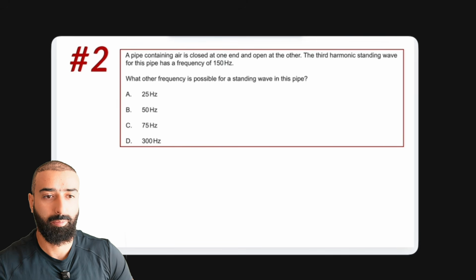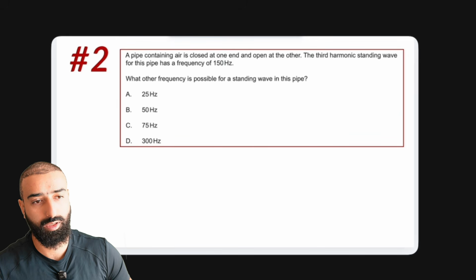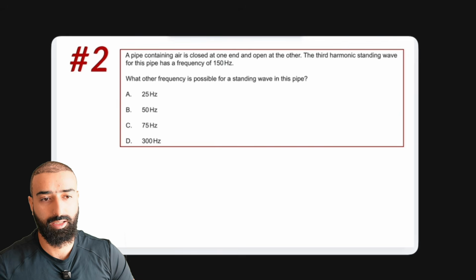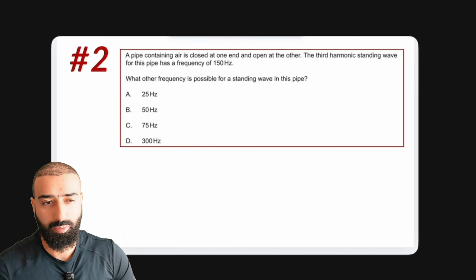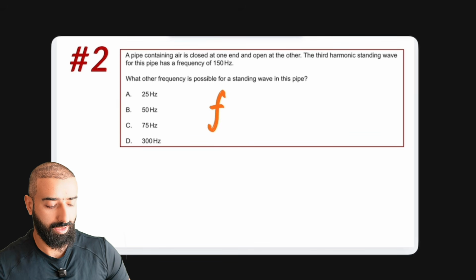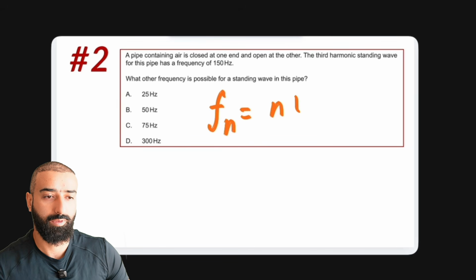The second problem: a pipe containing air is closed at one end and open at the other. The third harmonic frequency is given. What other frequencies are possible? Once again, what kind of system is this? This is a non-symmetric system. That means our equation is F_n is nV over 4L.